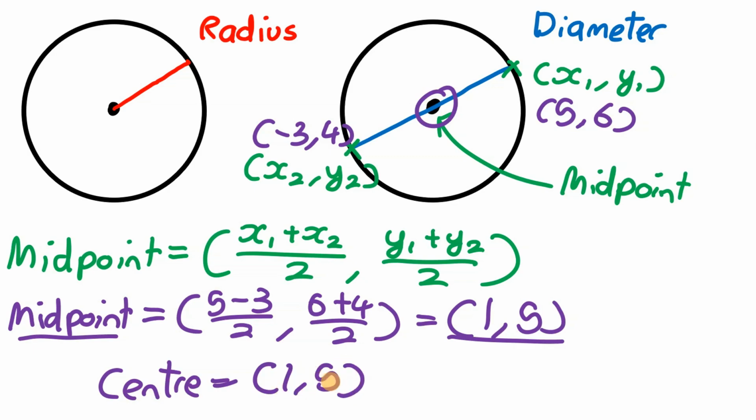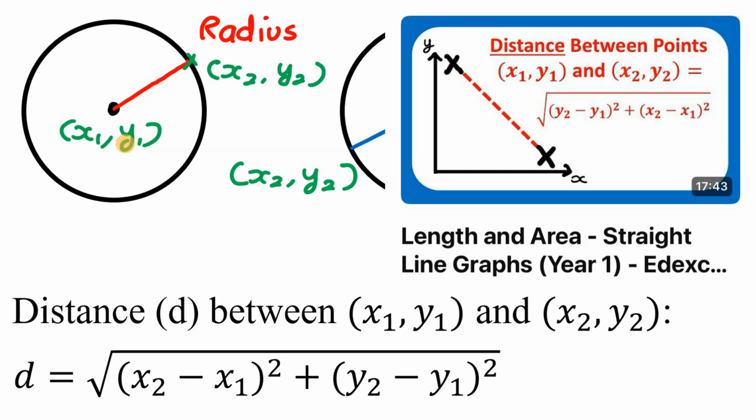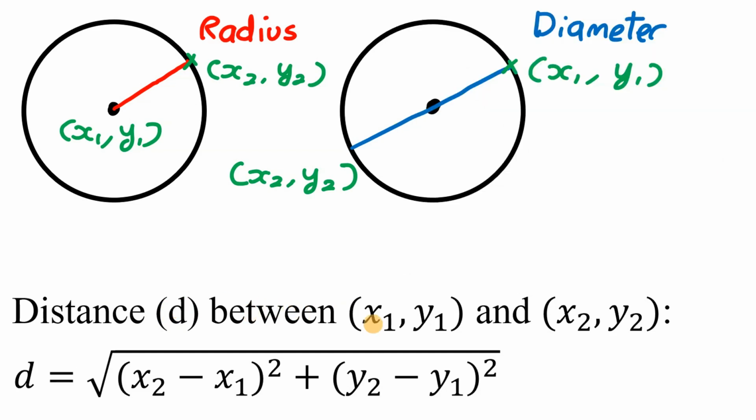So this is how we can find the center of the circle if we're given 2 points that, when connected, are the diameter. Okay, now another point: in Year 1 Chapter 5 we did a video on length and area, and we talked about the distance, which we'll call d, between 2 points, let's call them x1, y1 and x2, y2. The distance between these 2 points can be given by this equation here: the square root of (x2 minus x1) squared plus (y2 minus y1) squared, okay?